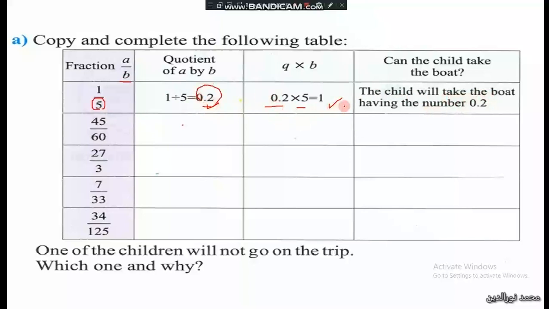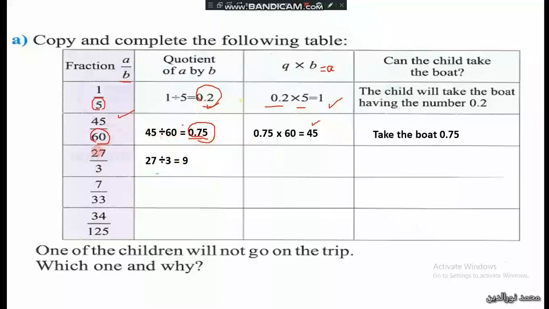So we will fill the table in the same manner. 45 divided by 6 is 0.75 and the division terminates. So when the division ends, I get 2 decimal digits. And then 0.75 is multiplied by 60 and the product is 45. So it equals A. Yes, Q times B equals A. So this child having this fraction will take the boat having the number 0.75.